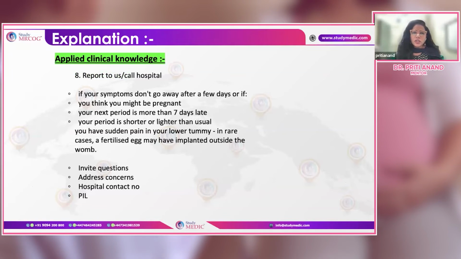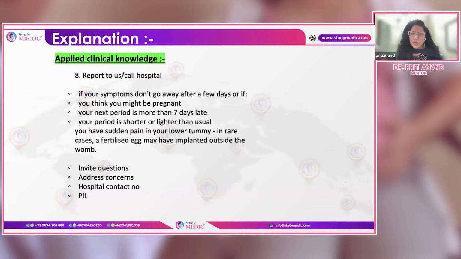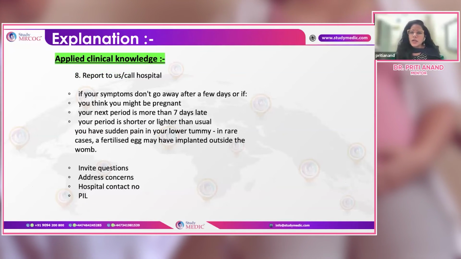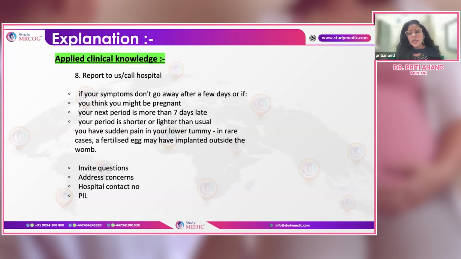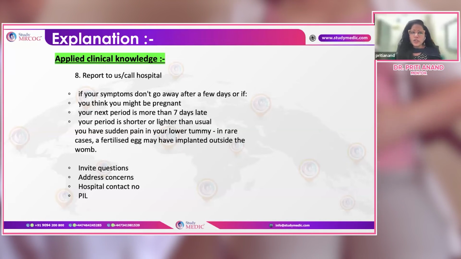You have to explain to her, if your symptoms do not go away after a few days, come to us. If you think you are pregnant, or your period got delayed, or there was a slight bleeding, do a pregnancy test. Or if you have a sudden onset of pain in your lower tummy, in a rare situation, then you can come to us, because in that case the fertilized egg might have implanted outside the womb, and this can be an ectopic pregnancy. Finally, invite her questions, address her concerns, give her the reference hospital number, and do not forget to give her a patient information leaflet.